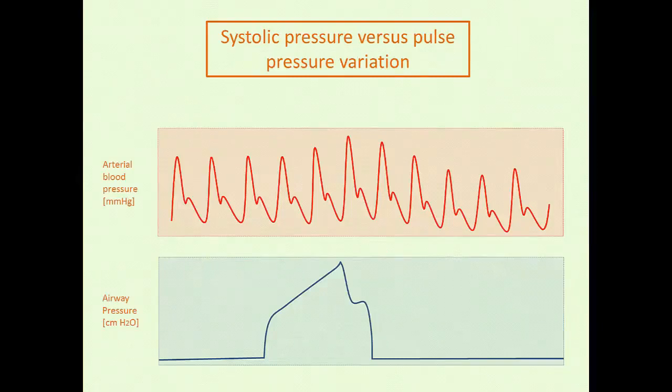So let's talk about systolic pressure versus pulse pressure variation. If you were to have an apneic baseline at the end of a long expiratory pause, this is your A-line tracing essentially. This is your systolic pressure, this is your diastolic pressure, this is your dicrotic notch. The systolic pressure at the end of an expiratory pause becomes your baseline, and this is your reference for changes in your systolic pressure and pulse pressure.